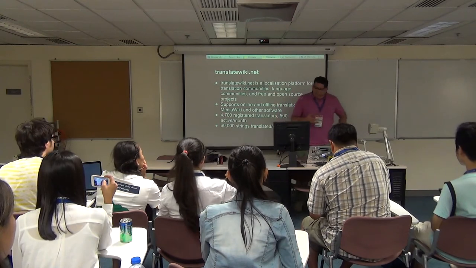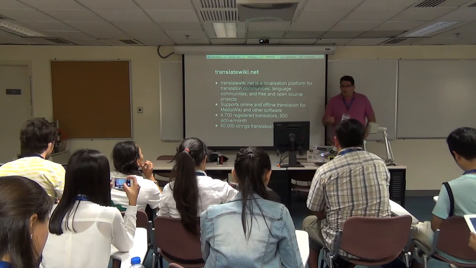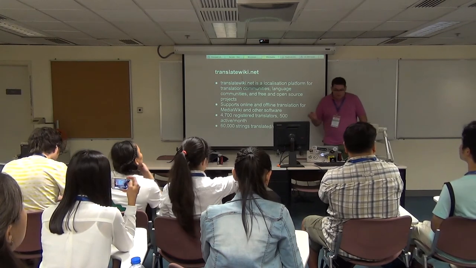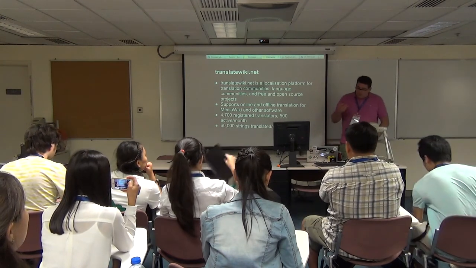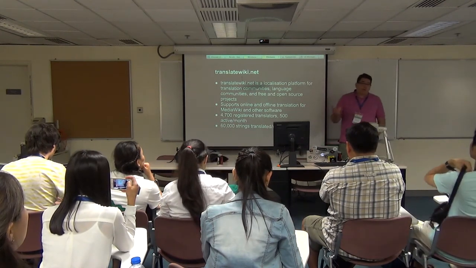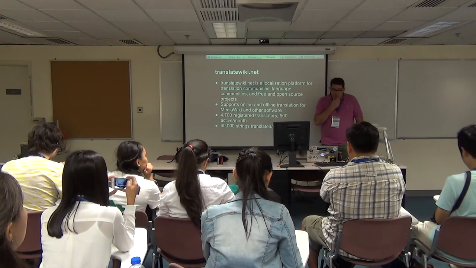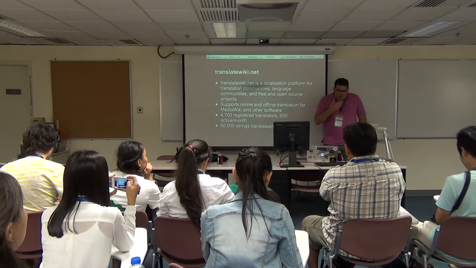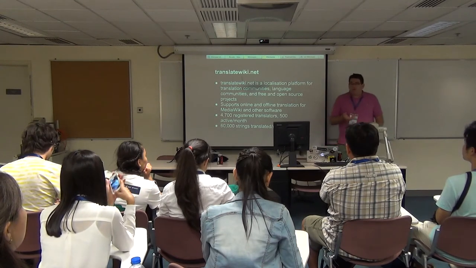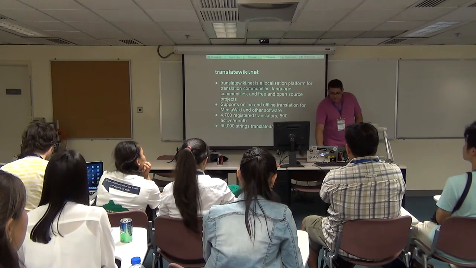So, in the introduction of TranslateWiki.net, TranslateWiki.net is a localization platform for translation communities, language communities, and free and open source software, free and open source projects. It supports online and offline translation for MediaWiki and other software like OpenStreetMap and some 15 other open source projects. I think these are all numbers, around 5,000 registered translators. About 500 of them are active every month, and they make about 60,000 translations every month altogether.